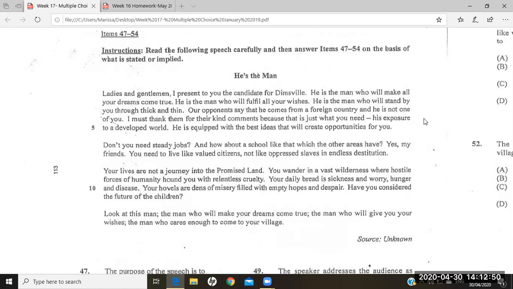Have you considered the future of the children? Look at this man, the man who will make your dreams come true, the man who will give you your wishes, the man who cares enough to come to your village.